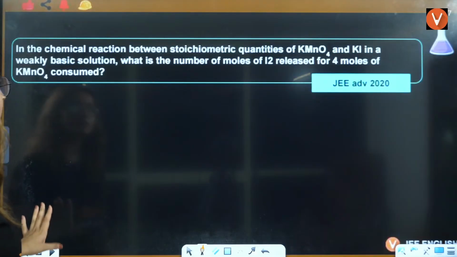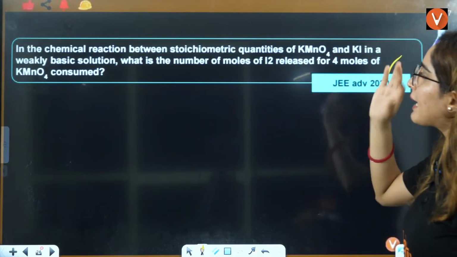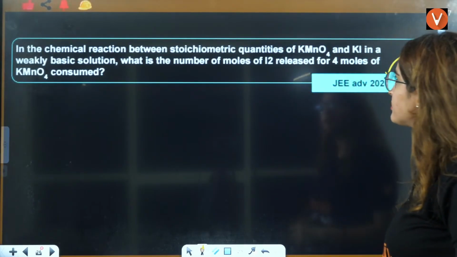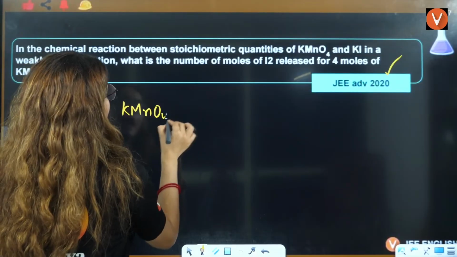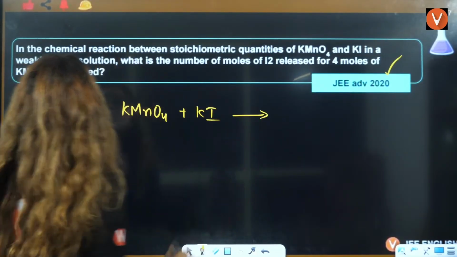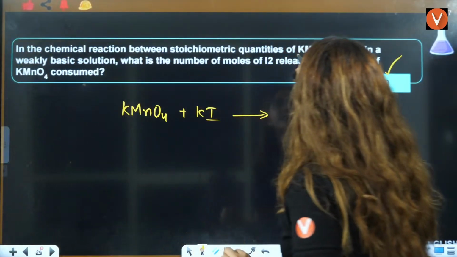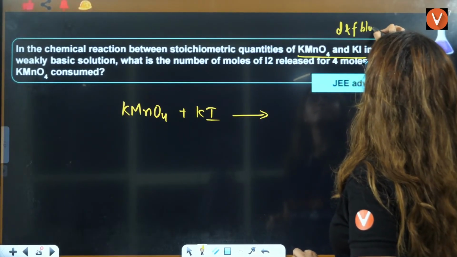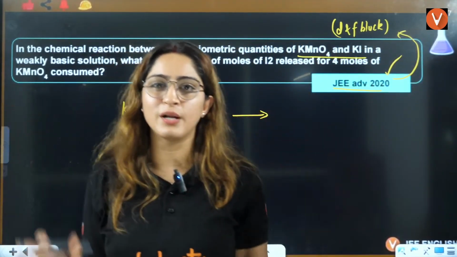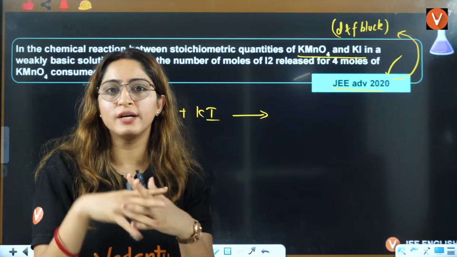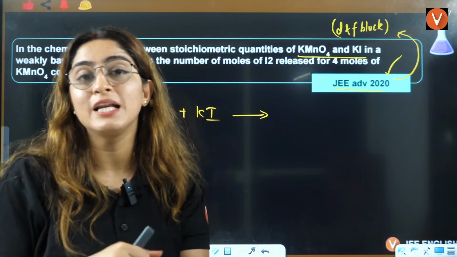Next is your JEE Advanced 2020 question: in a chemical reaction between stoichiometric quantities of KMnO4 and KI, they are saying that you have KMnO4 and KI, in a weakly basic solution. So first thing, this is from the d and f block. That's why it's a JEE Advanced question. In JEE Advanced, they don't ask questions in a simple way. Two things they have fused here: one is the d and f block reaction, the other is the law of chemical equivalence.